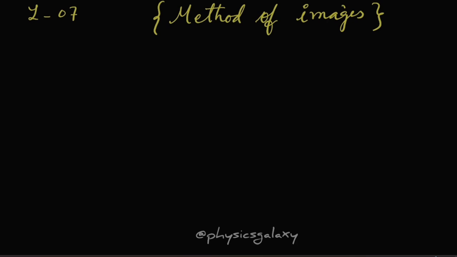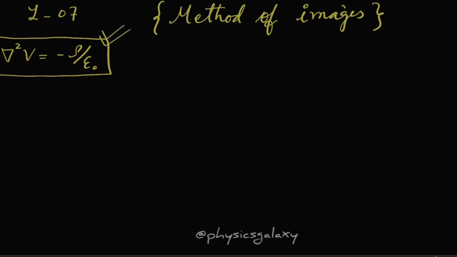So in the previous lectures we were discussing Poisson's equation, del square V equals minus rho over epsilon naught. We tried to solve this equation in different conditions, when rho equals 0, and we also used some boundary conditions. In Cartesian, spherical and cylindrical systems we solved this equation.